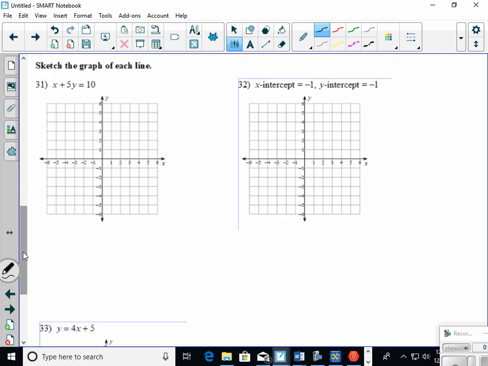So 31, they gave us an equation in standard form, want us to sketch the graph. In order to do this one, I'm going to use the x-intercept and the y-intercept. If we're doing the x-intercept, that means we're plugging in a 0 for the y. So x plus 5y equals 10. Replace that y with 0, so x plus 5 times 0 equals 10. 5 times 0 is just 0, so that's just x equals 10.